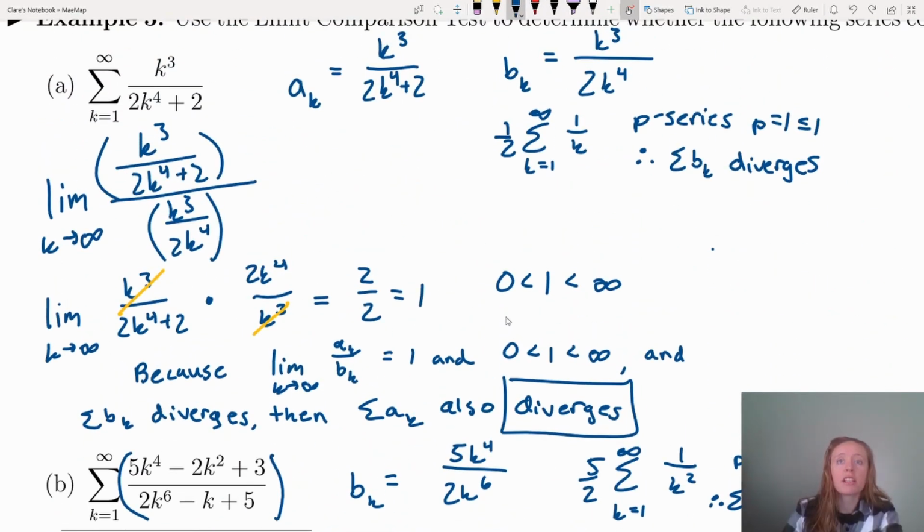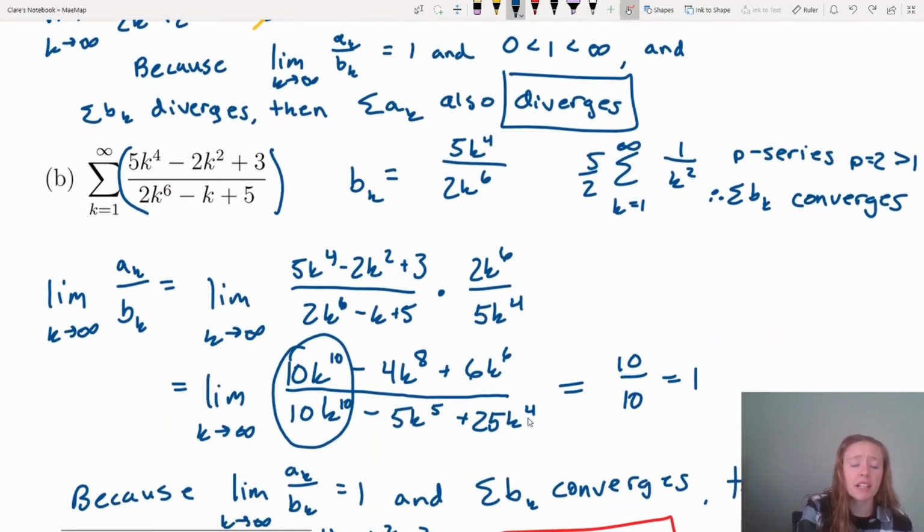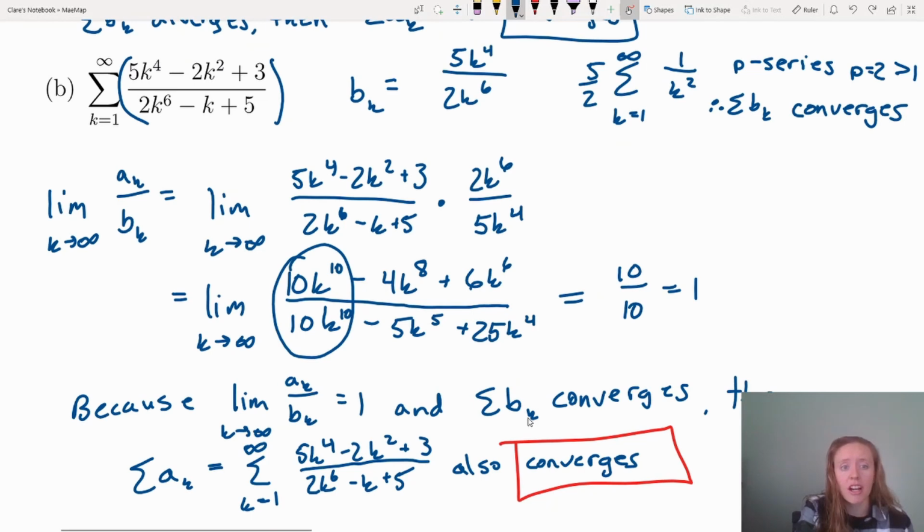So in part A, we did the limit comparison test and got that we diverged. In part B, we did the limit comparison test and got that we converged. Now for both A and B, when we took the limit of a sub k over b sub k, we got some finite value L between 0 and infinity, which means that those series behave the same way.